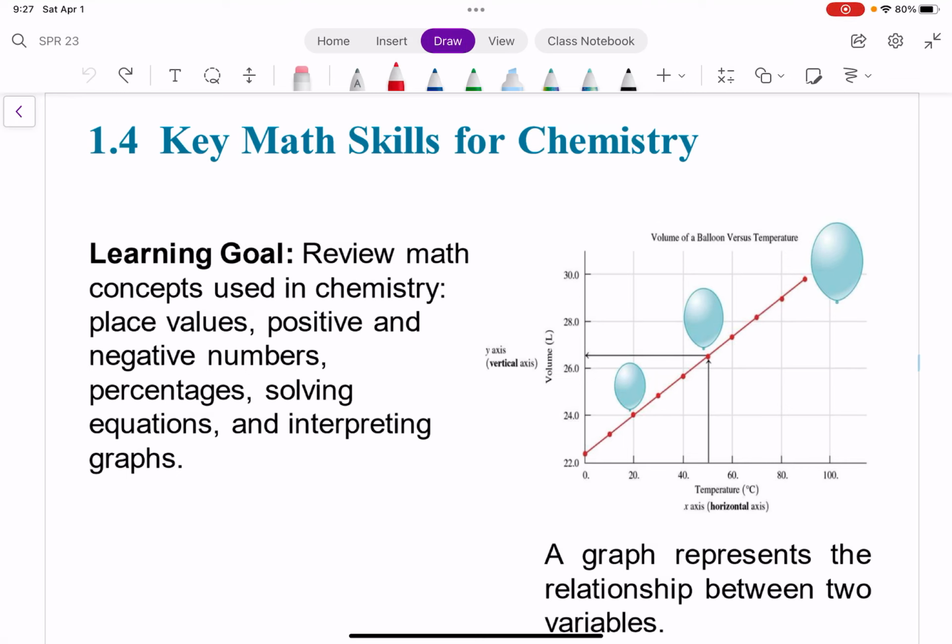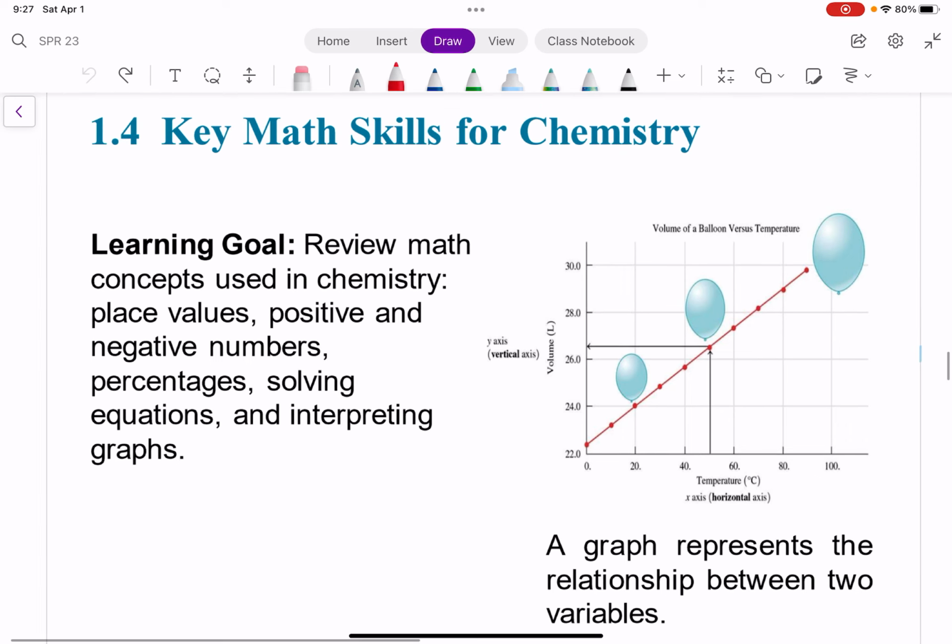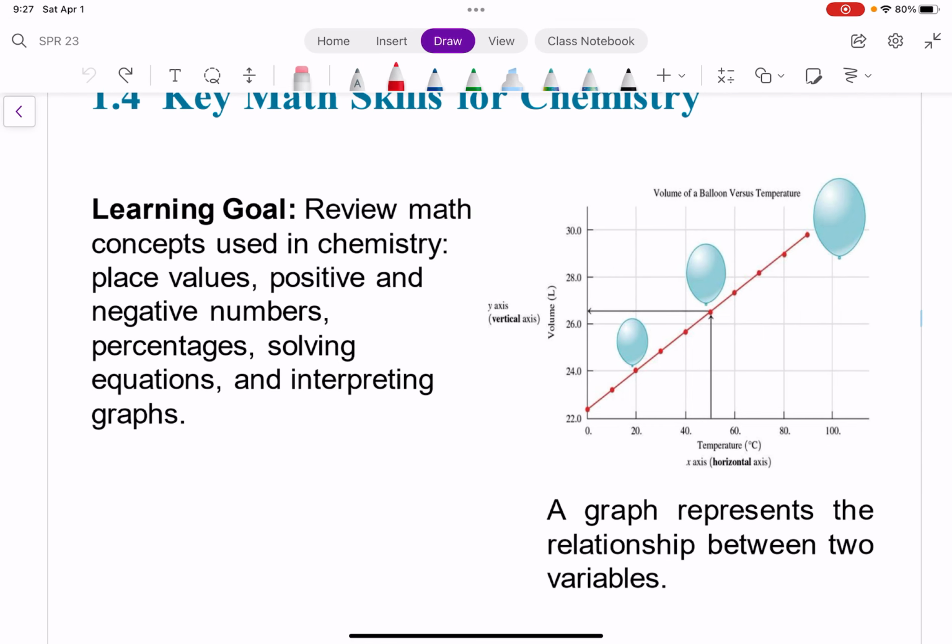In this video, we're going to go over section 1.4, which is all about key math skills that you're going to need in chemistry. So we'll review some things like place values, positive and negative numbers, percentages, solving equations, and interpreting graphs. So remember that a graph represents the relationship between two variables.